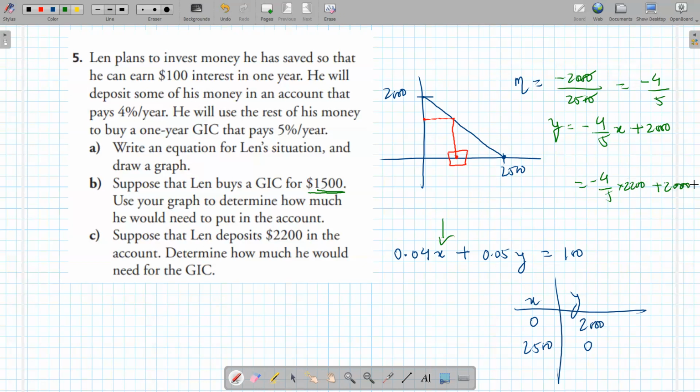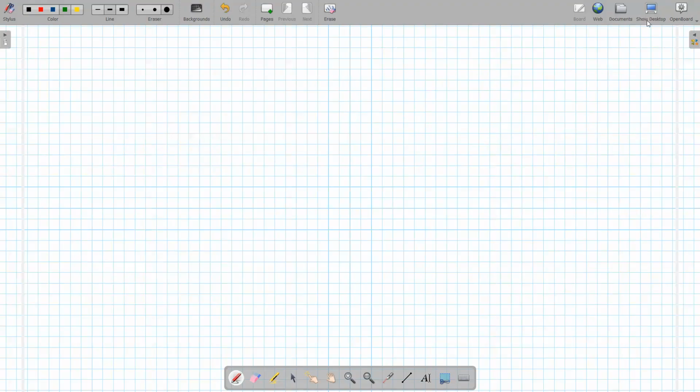So -4 divided by 5 times 2,200 plus 2,000. That means he just needs to put $240 in the other account. Cool? So the hardest part, again, in this question is this part right here, coming up with this equation. Once you have this, everything is very straightforward because it's just a linear equation, right? You can graph this easily. All the math is also very simple, but coming up with this is the trickiest thing.